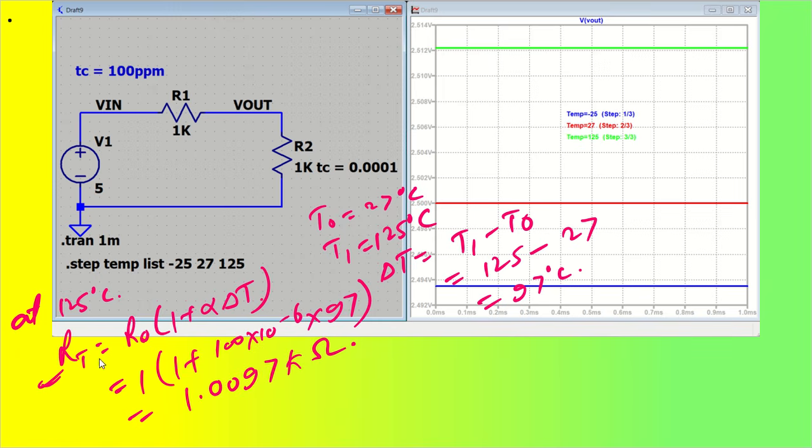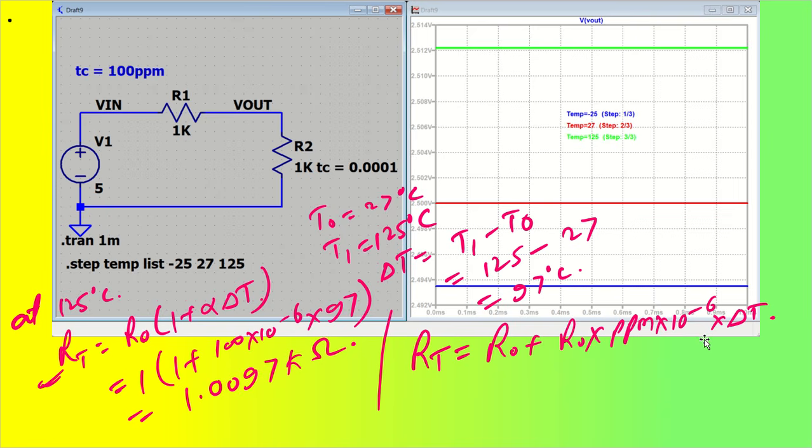So this is how you can find the resistance at any temperature. What is the calculation that you have to do? The resistance at any temperature is your value at R naught plus the R naught value multiplied by the ppm, that is, ppm into 10 to the power minus 6, multiplied by the temperature difference. Okay. And if the temperature difference is negative, the resistance will decrease. If the temperature difference is positive, the resistance will increase.